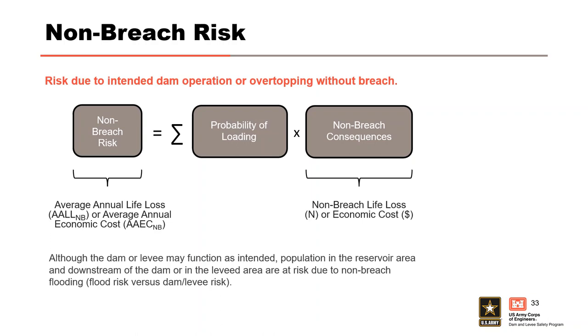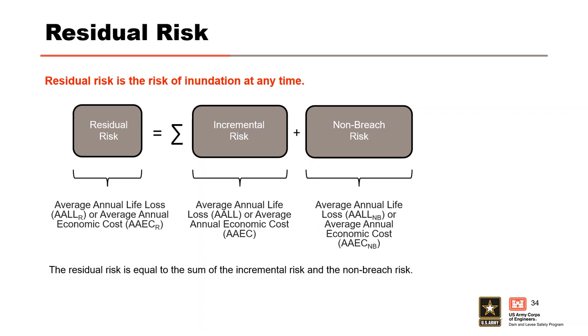To distinguish the non-breach average annual life loss and the average annual economic cost from that of the incremental, we'll use the subscript NB at the end of each term. Lastly, the residual risk is the risk of inundation at any time. Inundation can occur whether the dam or levee performs as intended or not, so the residual risk is equal to the sum of the incremental risk and the non-breach risk.